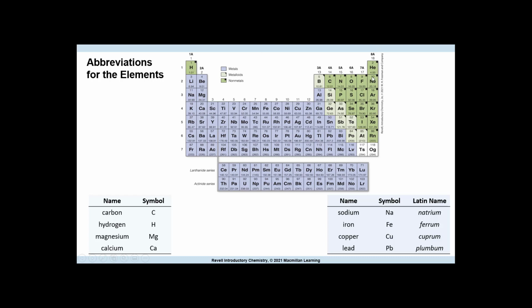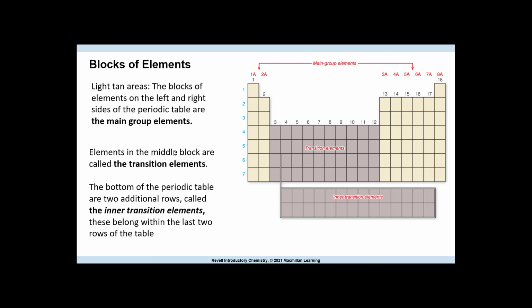What's green is a non-metal, and then we have these metalloids. Metalloids are a combination of properties of metals and non-metals. And I kind of like the colors because they really stand out, and the slides that were given to me, they don't really stand out.